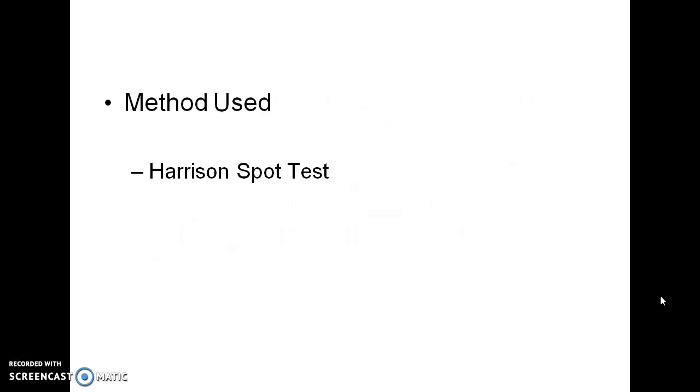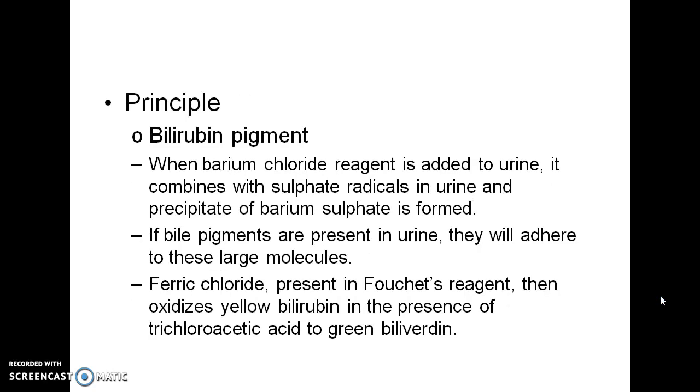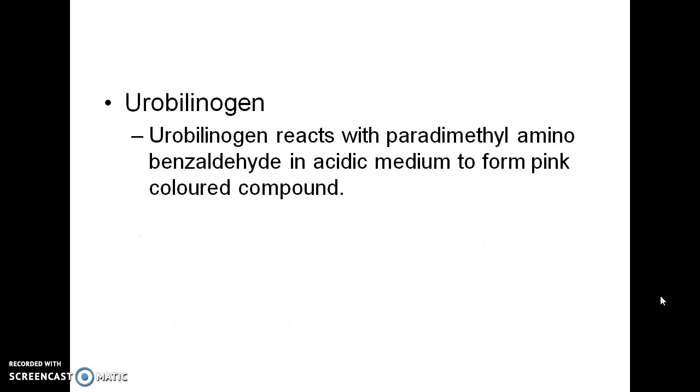The method used is the Harrison spot test. For bile pigments, when barium chloride reagent is added to urine, it combines with sulfate radicals in urine and a precipitate of barium sulfate is formed. If bile pigments are present in urine, they will adhere to these large molecules. Ferric chloride present in Fouchet's reagent then oxidizes yellow bilirubin, in the presence of trichloroacetic acid, to green biliverdin. Urobilinogen reacts with para-dimethylaminobenzaldehyde in acidic medium to form a pink colored complex.